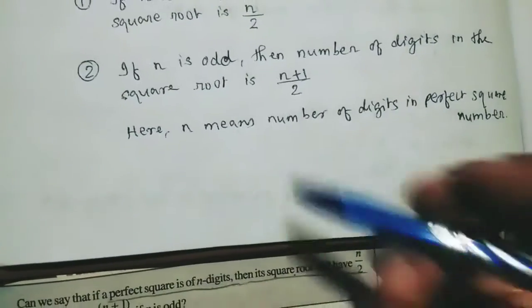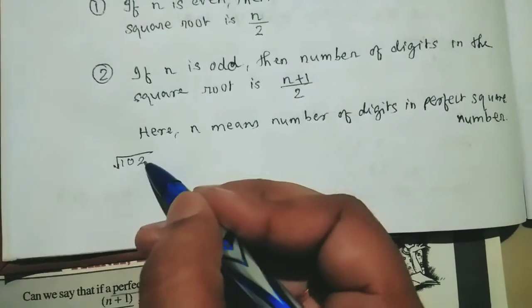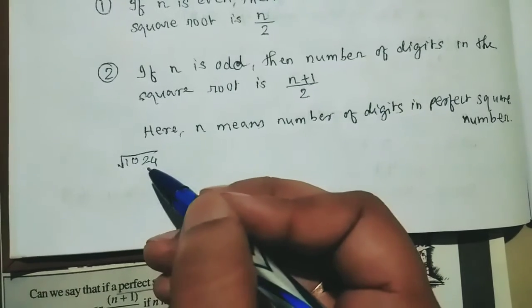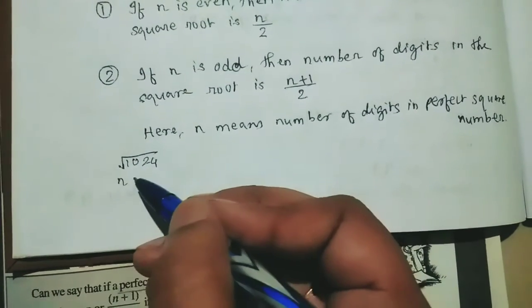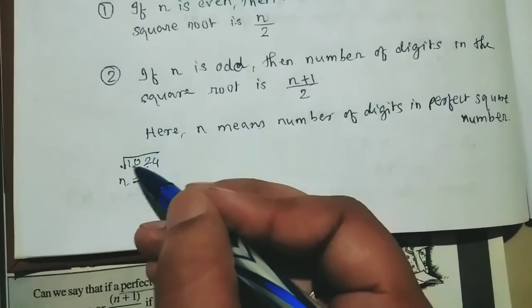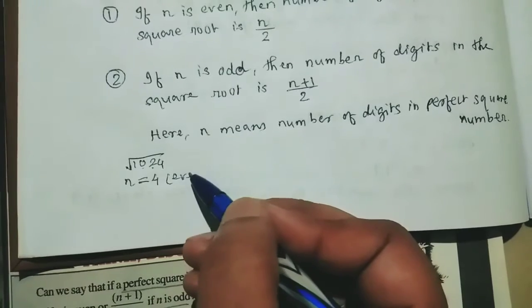So here I am explaining with one example. Suppose the square root of 1024. Here you have to find how many digits will be there in its square root. So this is the number. Here n is what? Count: 1, 2, 3, 4. N means the number of digits. So here n is 4, and it is an even number.